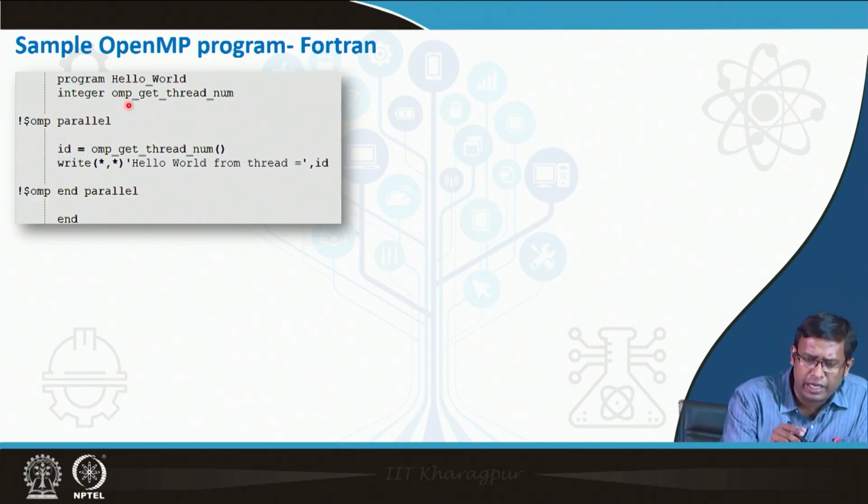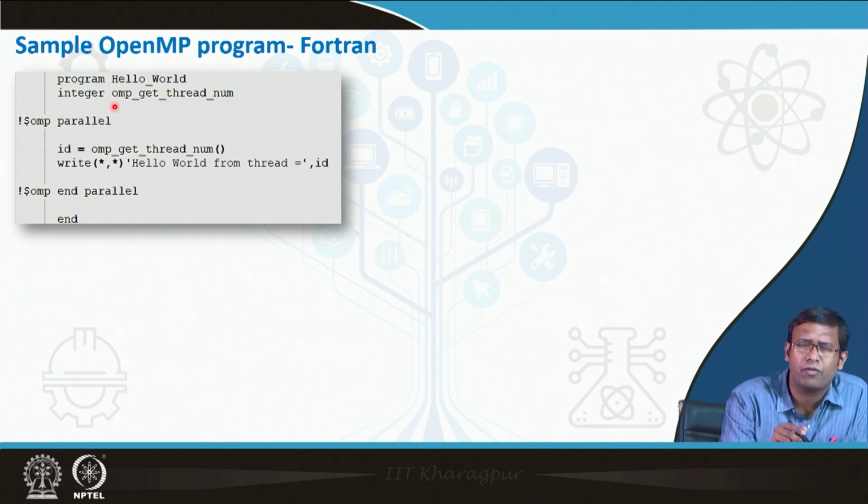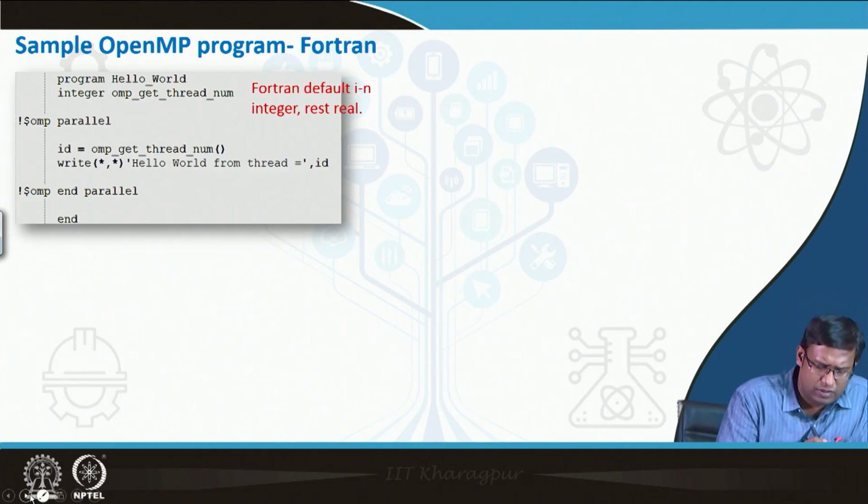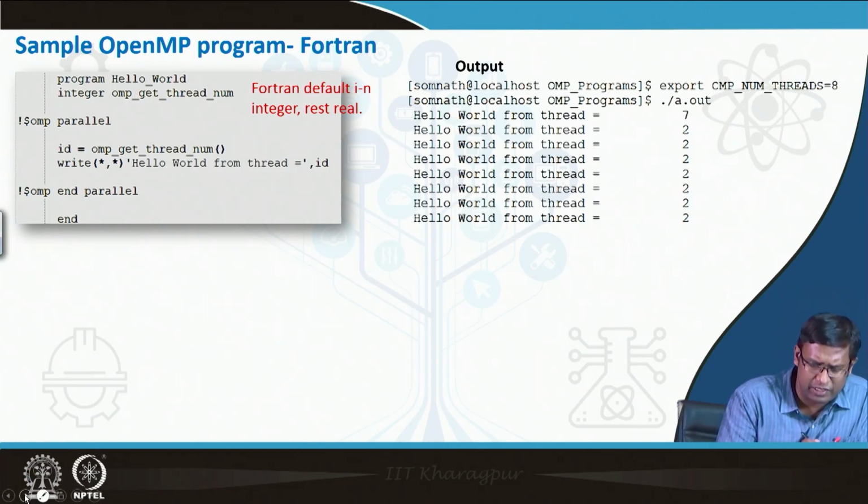In Fortran, any variable starting with the letters i, j, k, l, m, n is by default an integer. But OMP get num threads returns an integer value, and its name does not start with those letters, so it has to be externally specified as integer. It's not a default integer. That is Fortran semantics. By default it's real, so you have to externally specify it as integer.